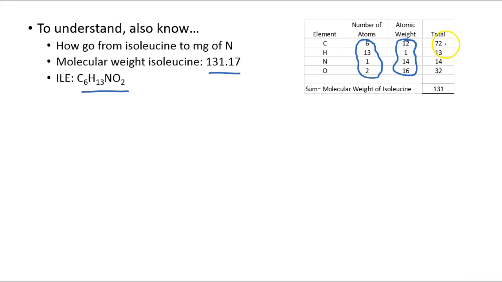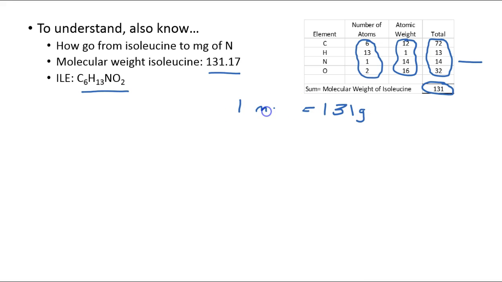If we just do the math, it means that in our molecule, isoleucine, 72 of that molecular weight of 131 comes from carbon, right? 12 is the atomic weight times 6. 13 from hydrogen, 14 from nitrogen, and 32 from oxygen. That makes up the 131. So in every molecule of isoleucine is 1 nitrogen, and every 131 grams equals 1 mole.